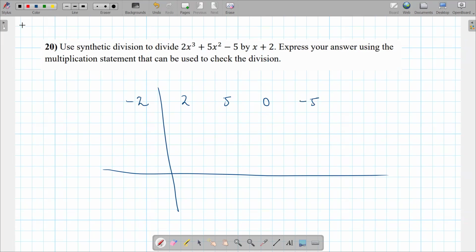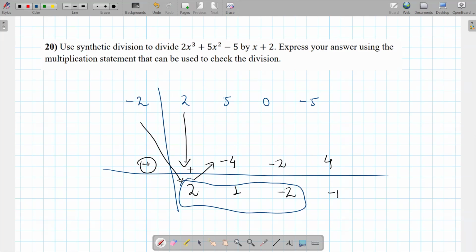In synthetic division, you're always adding stuff. This number always comes down as it is, 2. Then you're going to cross multiply. -2 times 2 is -4. Add 1. And again, cross multiply. -2 times 1 is -2. Add. So that will become -2. Multiply. It'll become 4.